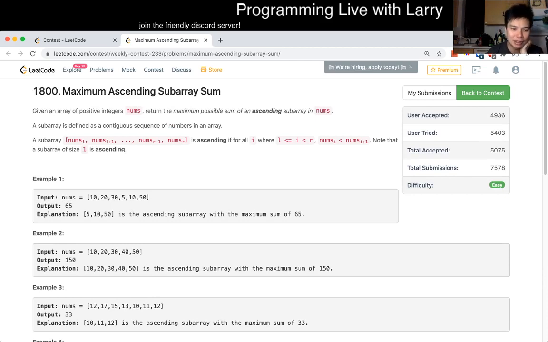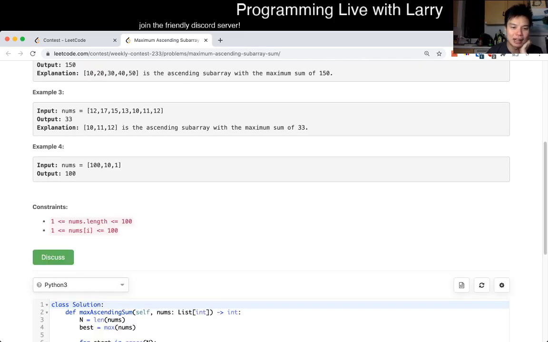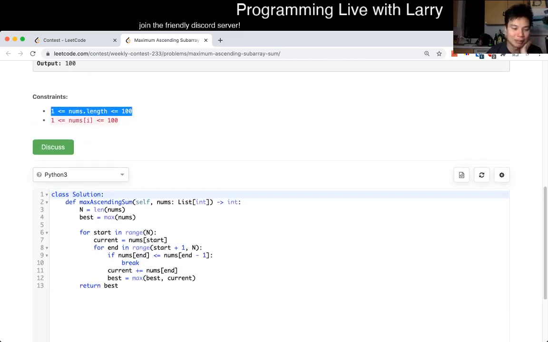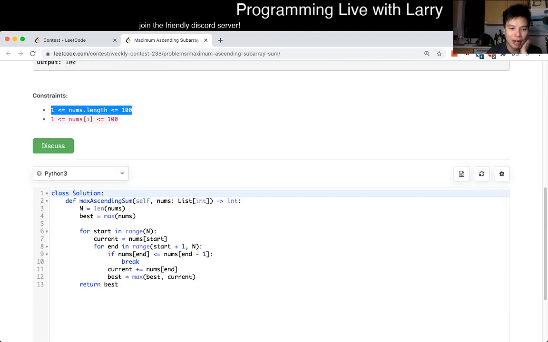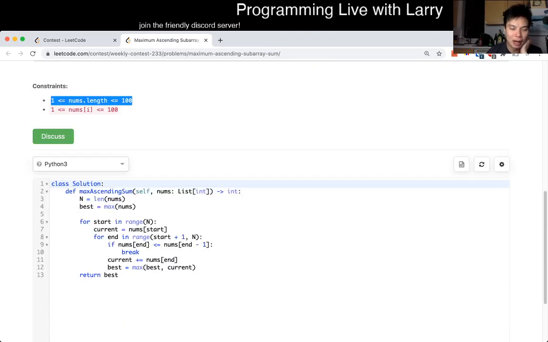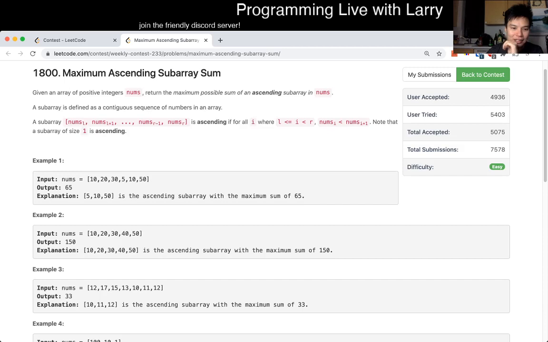I think this is a simple problem. The first thing to notice is that it's easy and that n is only 100. Because n is only 100, you can do it in n cubed time if you like, but I did it in n squared time with the rolling thing, where basically we start at every given point.